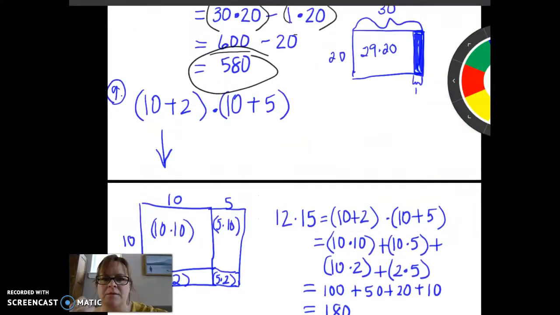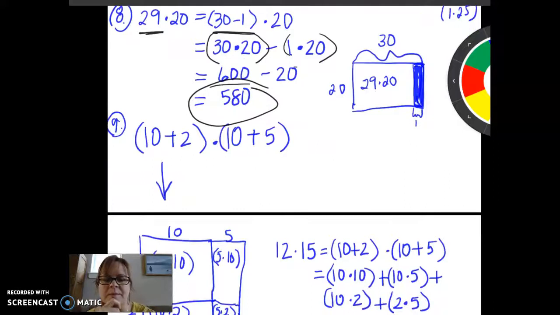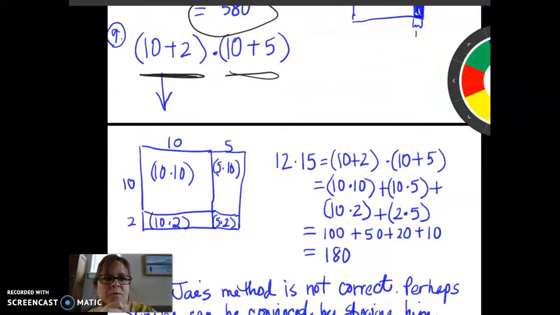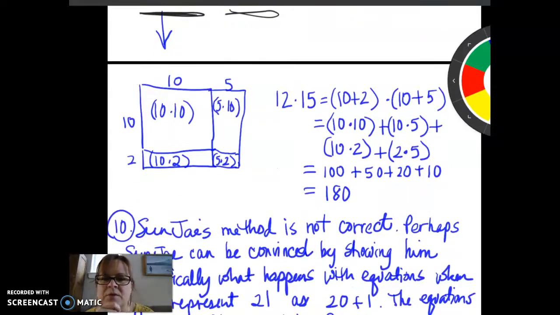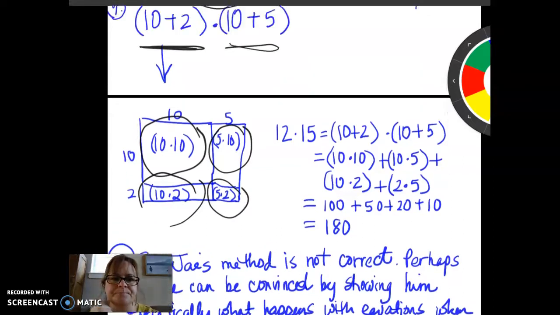Okay, so let's take 12 times 15 and think of it as 10 plus 2 times 10 plus 5. When we do that, we can make this array that shows we have a side of 10 and 5 and a side of 10 and 2. And so our partial products then are right here, 10 times 10. Here we have 5 groups of 10. We also have 2 groups of 10 and 2 groups of 5.